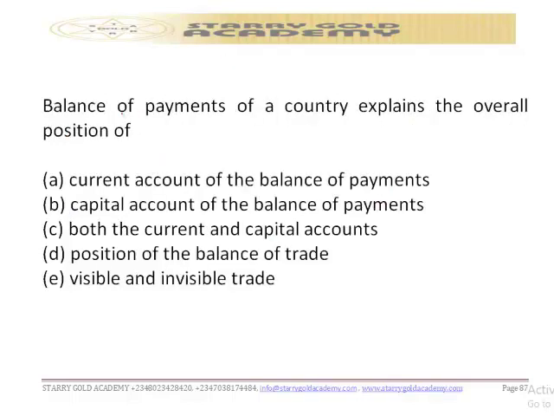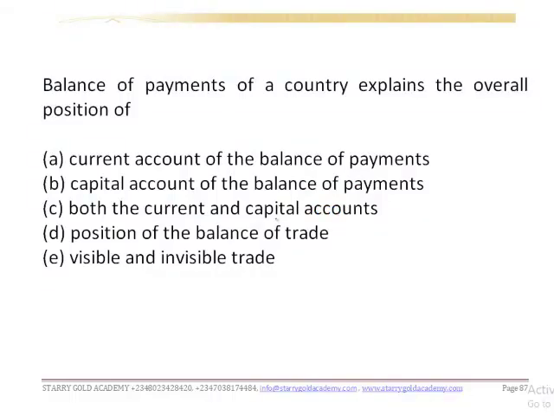The next question says: the balance of payment of a country explains the overall position of what? Option A, current account of the balance of payment. Option B, capital account of the balance of payment. Option C, both the current and the capital accounts. Option D, position of balance of trade, visible and invisible trade.